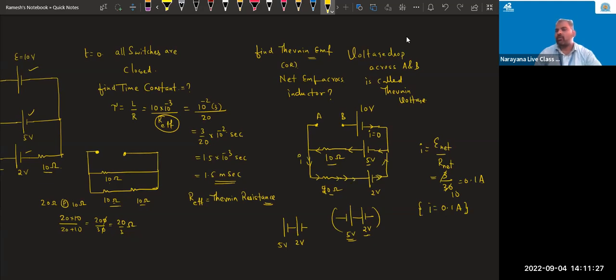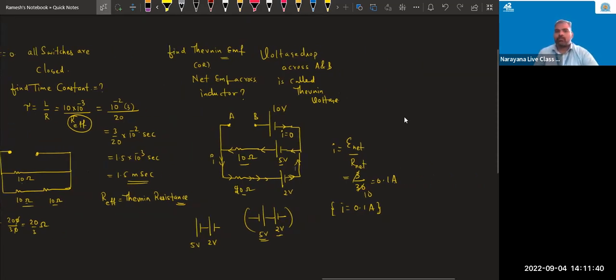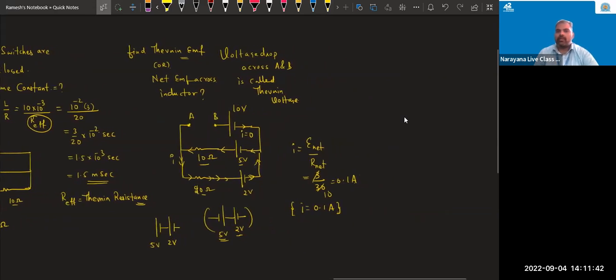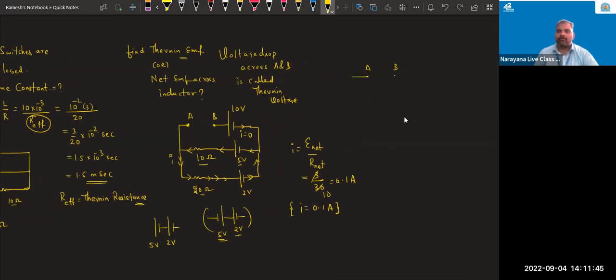When the same current is flowing in two resistors, those two resistors are in which combination? Series only. Understood or not understood? Okay. Now, what I am saying: this is A and this is B. This is 10 volt. This is 10 ohm. This is what here? 5 volt. And what is this? 20 ohm. And what is this? 2 volt.